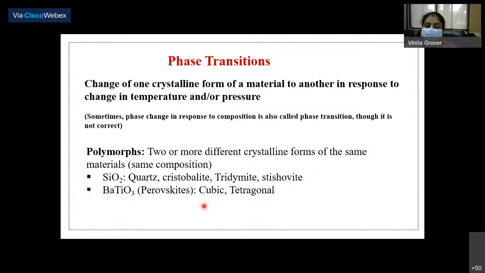Then barium titanate, we read about it. We said tetragonal barium titanate is ferroelectric, and when you increase the temperature, it loses ferroelectricity because it becomes cubic. So cubic and tetragonal are the two polymorphs of barium titanate.